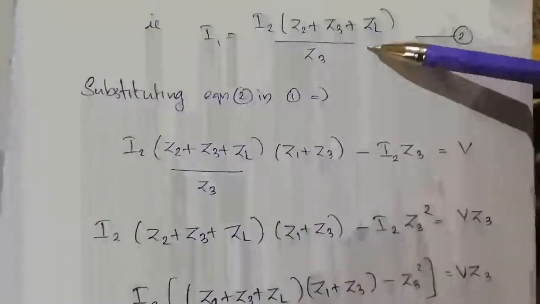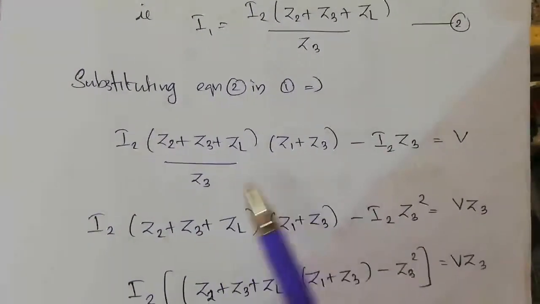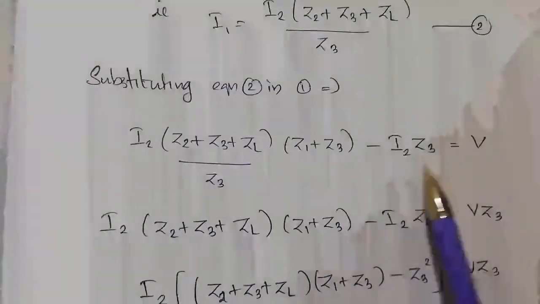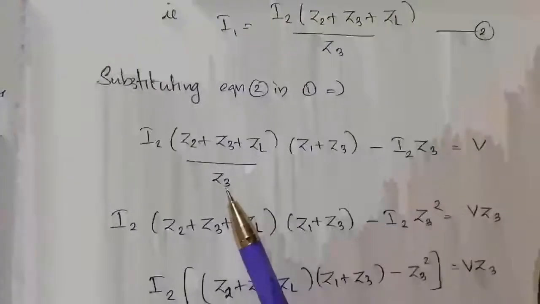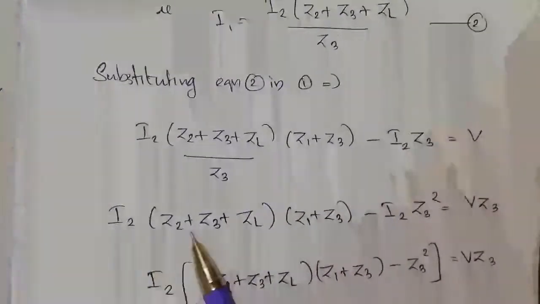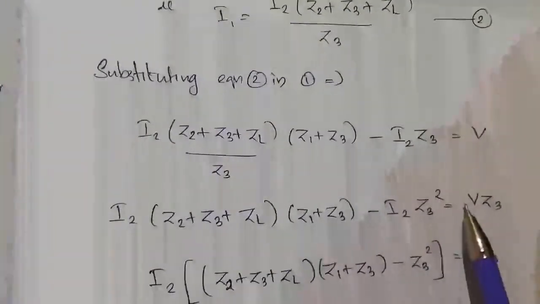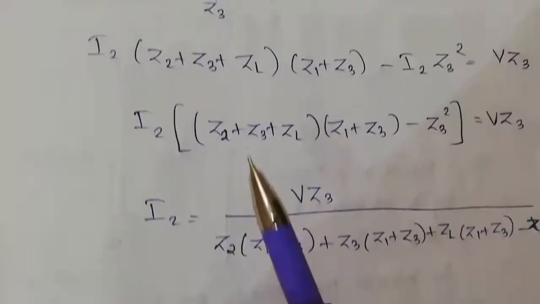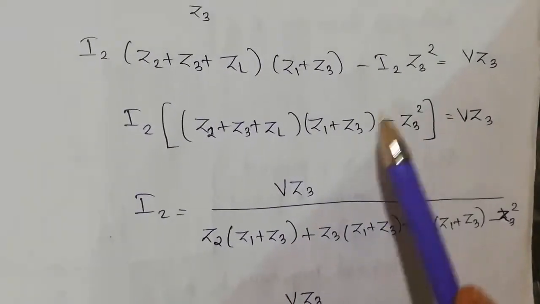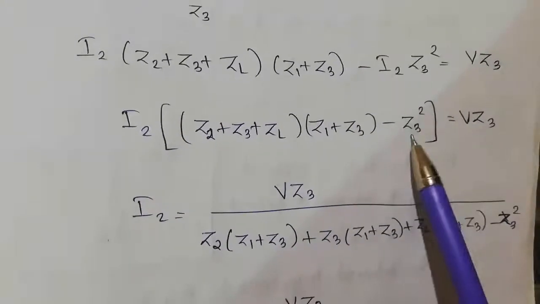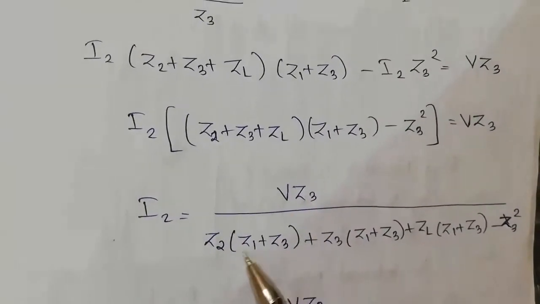Now we can substitute equation 2 in equation number 1. We get I2 into (Z2 plus Z3 plus ZL) divided by Z3, into (Z1 plus Z3), minus I2 Z3 equal to V. That is, by taking the LCM with this Z3, or cross multiplying, I2 into (Z2 plus Z3 plus ZL) into (Z1 plus Z3) minus I2 into Z3 square is equal to V Z3. That is, I2 is common, so I2 into [(Z2 plus Z3 plus ZL) into (Z1 plus Z3) minus Z3 square] is equal to V Z3. That is, I2 is equal to V Z3 divided by this term.